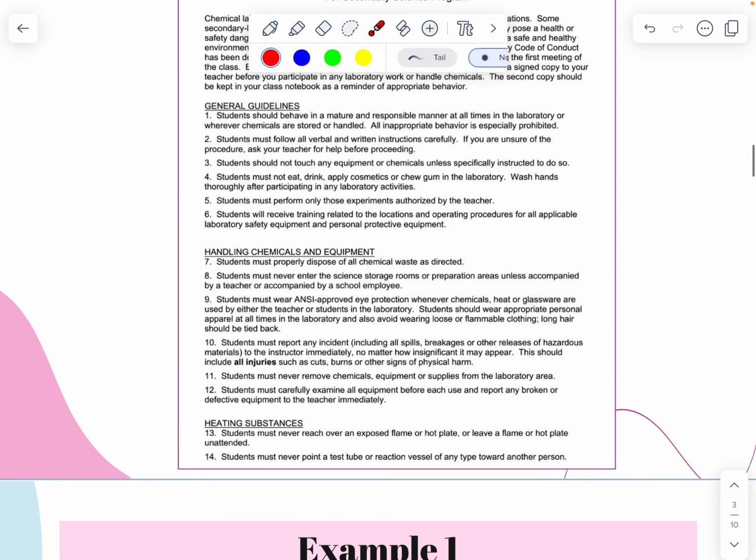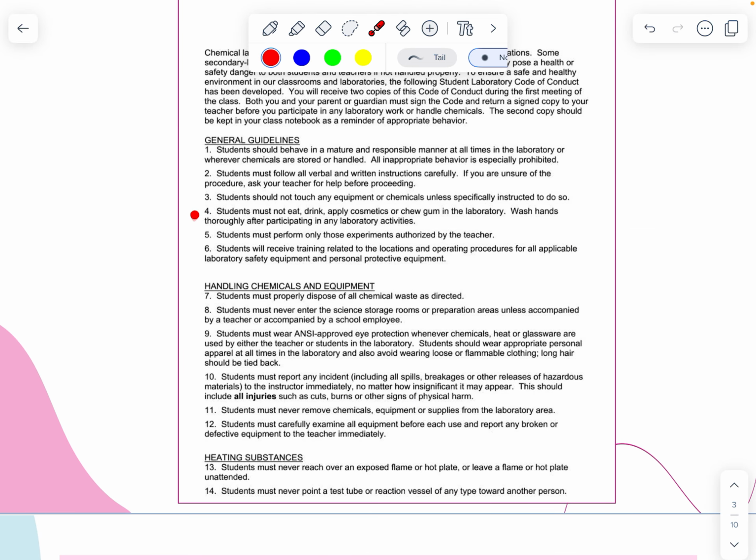So I'm going to go back up to my rules, and number 4, students should not eat, drink, apply cosmetics, or chew gum in the lab. And rule 9 is that students should be using appropriate eye protection, and they should also have their long hair tied back. But I think I forgot to write that one down. So I've got rules 4 and 9.